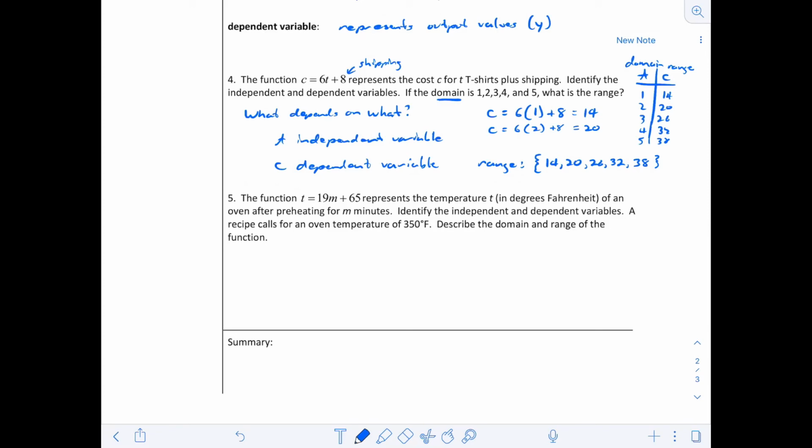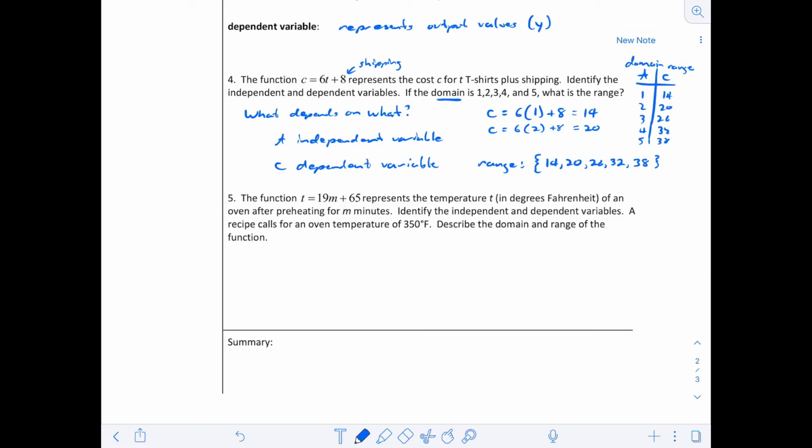So obviously, the longer the oven has been preheating, the higher the temperature. We're going to take 19 times M and add 65 to it. All of that makes for a higher temperature. So again, ask yourself the question, what depends on what? Well, in this case, the temperature depends on the number of minutes, correct?